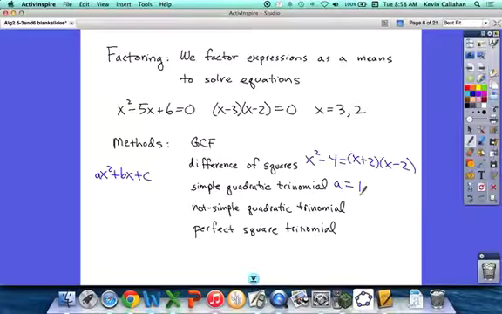And the not simple then was when a does not equal 1. And we had to go through that 5-step process for that. So these were all the things that we did in chapter 4. We don't add much new in terms of factoring in this chapter.